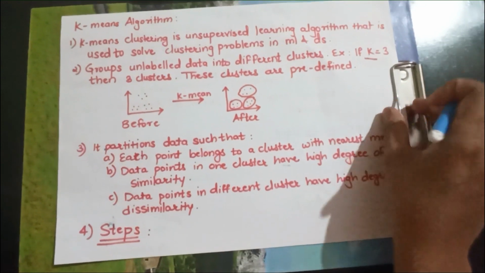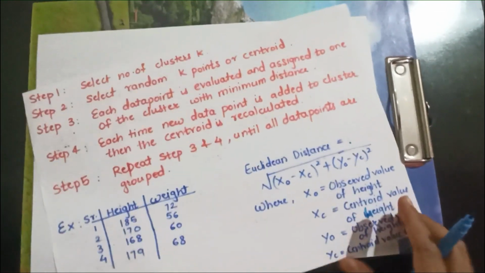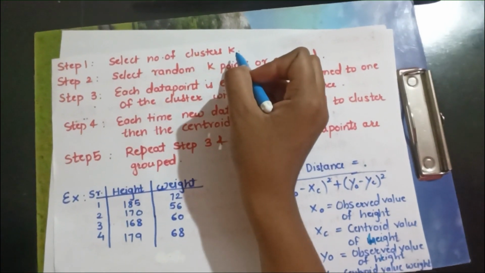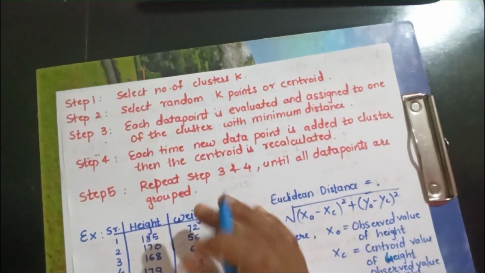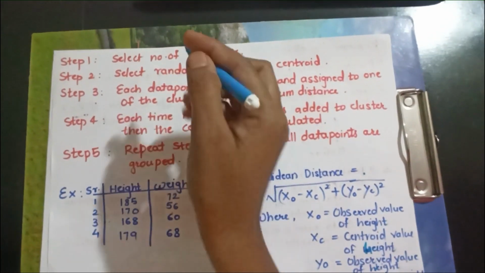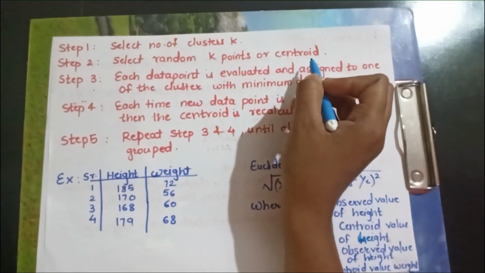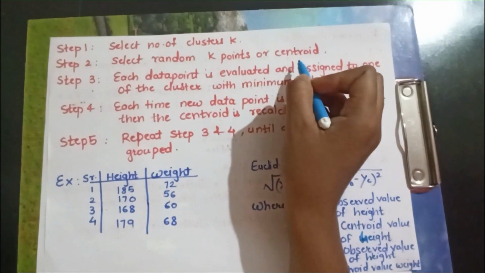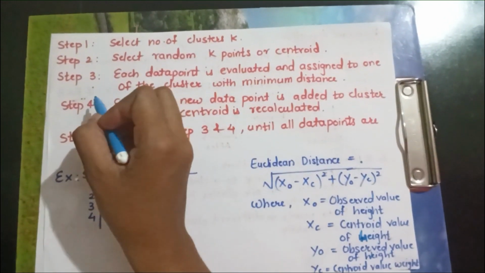Now we will understand how the K-means algorithm works, or what the steps in the K-means algorithm are. Step 1, select the number of clusters k. As I have told, we need to predefine the number of clusters, that is k. Step 2, select random k points or centroids. Each of these clusters is associated with a centroid value. This centroid value can be taken from your data set itself, or it can be outside the data set.